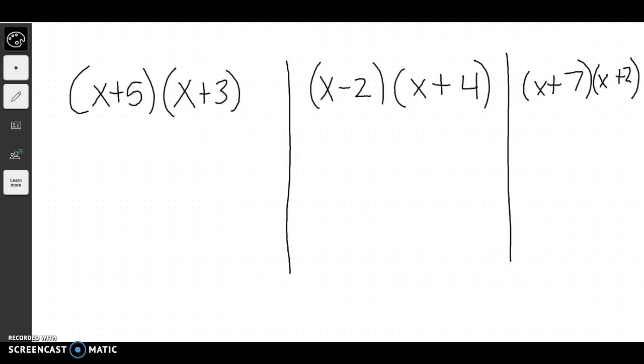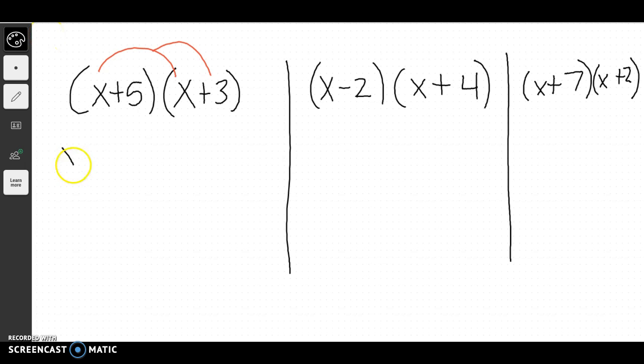Okay, so here's what we're going to do. We're going to learn how to factor trinomials today using patterns. So we're going to first see what patterns we get by distributing these binomials. So I'm going to go through and distribute these three.